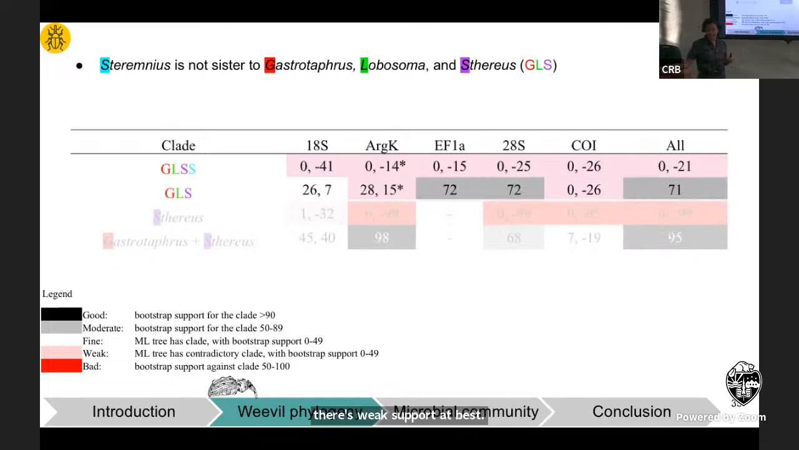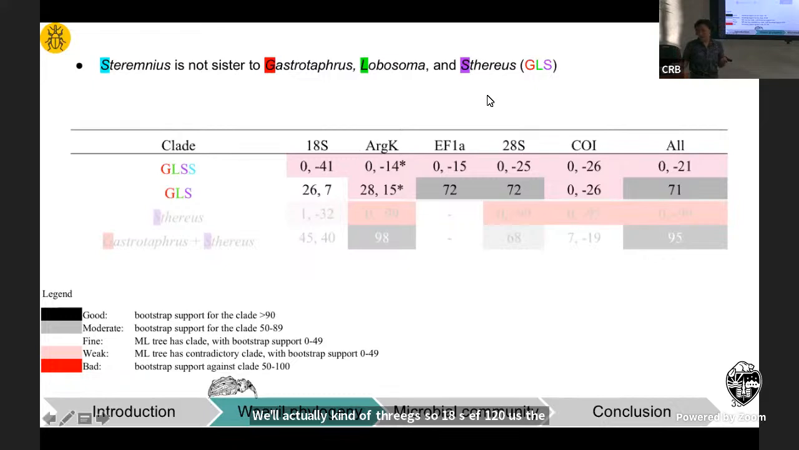And if we look at Gastrotaphrus, lobosoma, and Asterias without Stromnius, we find a little bit more support. So in 2 of the genes, EF1 alpha and 28S, there's some moderate support. And then in 1 gene, 18S, well, actually kind of 3 genes, so 18S, EF1 alpha, and 28S, the clade is found in maximum likelihood trees.